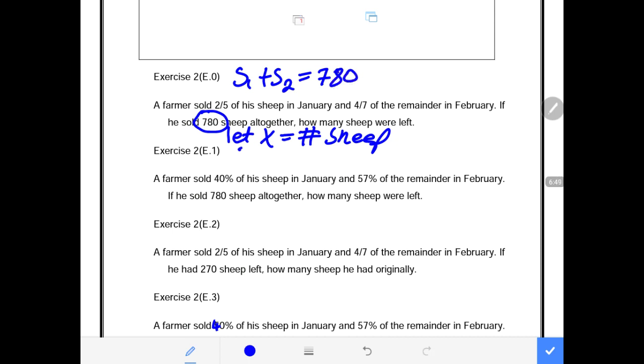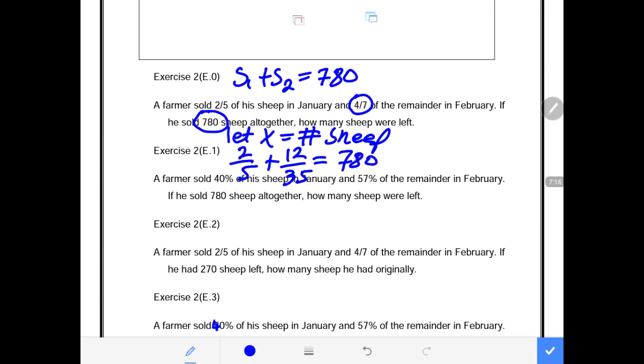Now we know that in January he sold 2 over 5. In February he sold 12 over 35. Remember, 4 over 7 was the portion of sales of the remainder. That means the actual sales that he made were 12 over 35. So now 2 over 5 plus 12 over 35 will give us 780.